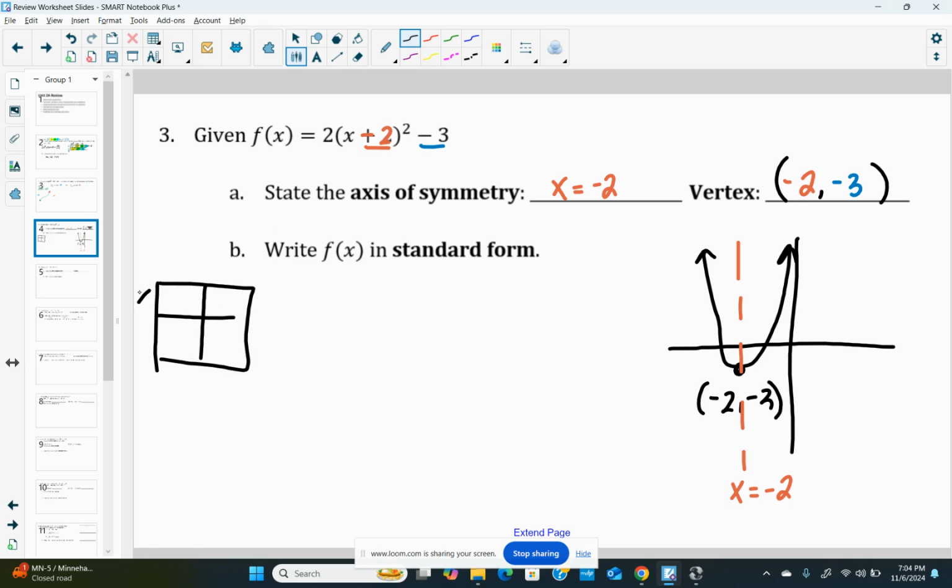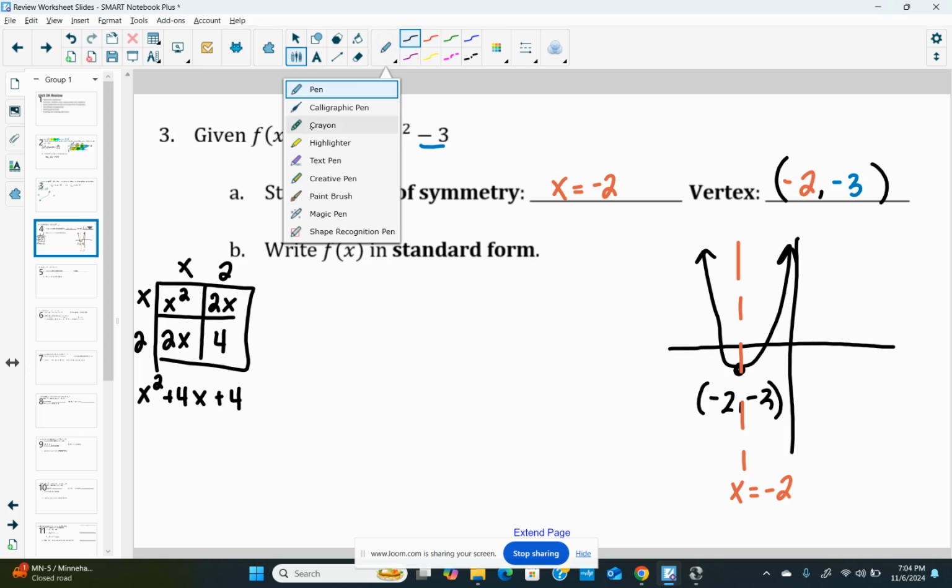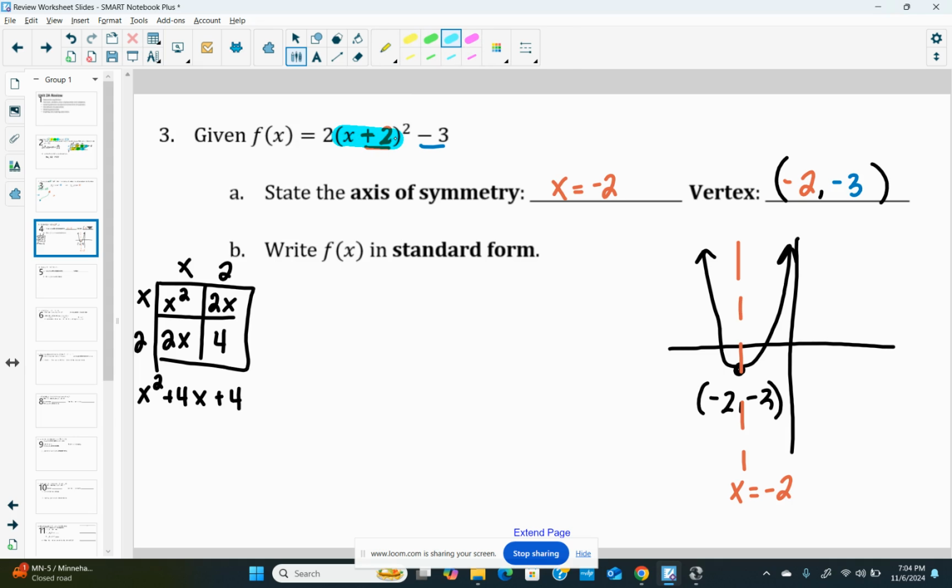But so you're doing x plus 2 times x plus 2, or if you FOIL or however you multiply that. But we get x times x is x squared. 2 times x is 2x. 2 times x is 2x, and then 2 times 2 is 4. So this gives us back x squared plus 4x plus 4. And so remember that that's for this part.